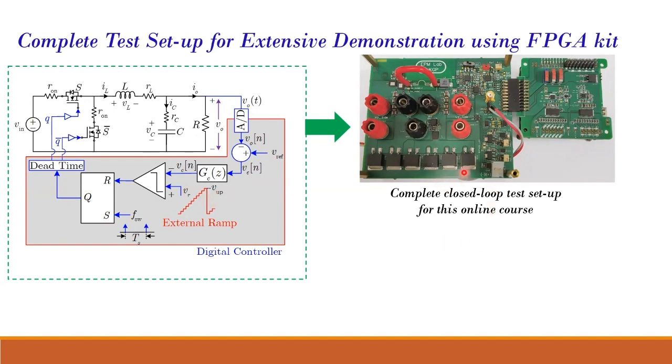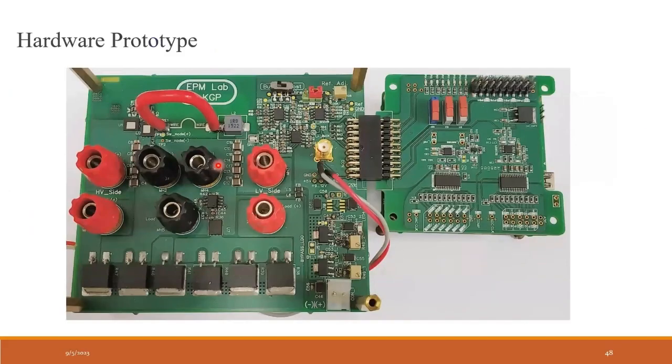So this is the hardware. This is the buck or boost converter, both. It can be configured as a buck converter or as a boost converter. This is the high voltage side, this is the low voltage side. From here the signals are going, and this is the ADC, the DAC, etc. So this is the hardware prototype.